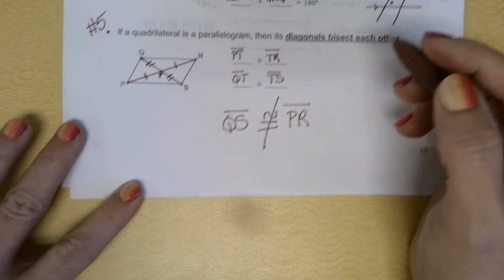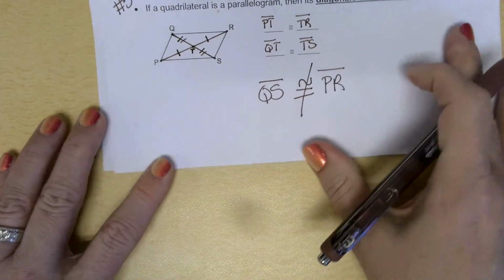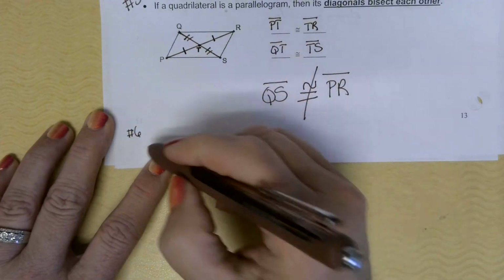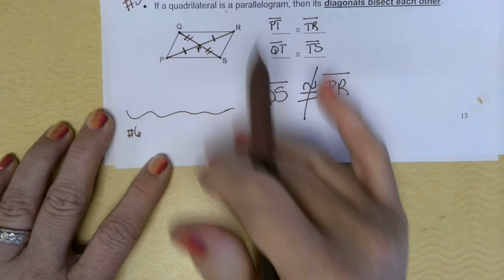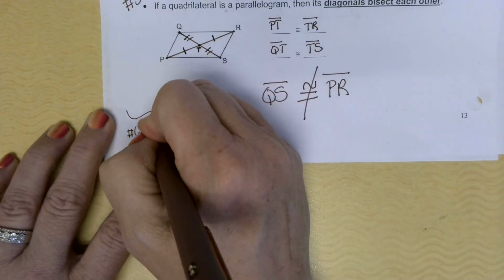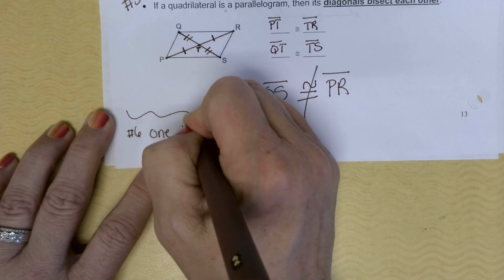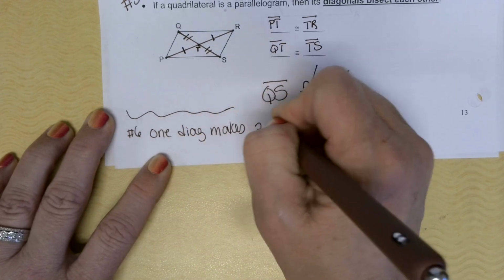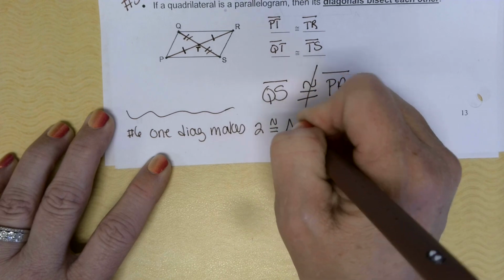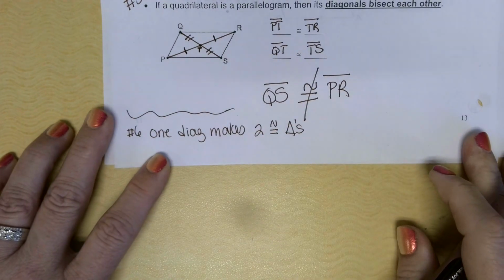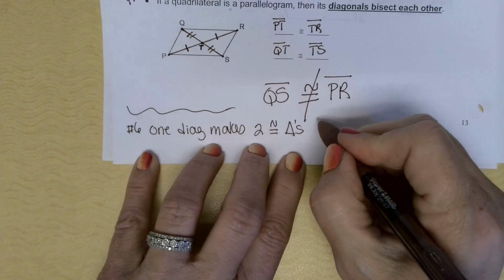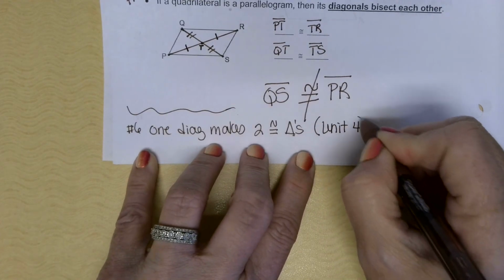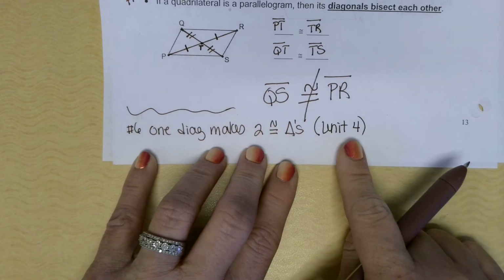Okay, so the other one that I left off, which would be number 6, which we really have already learned, so we're not going to include it as our properties, but it's one diagonal makes 2 congruent triangles. One diagonal makes 2 congruent triangles. That was in unit 4.